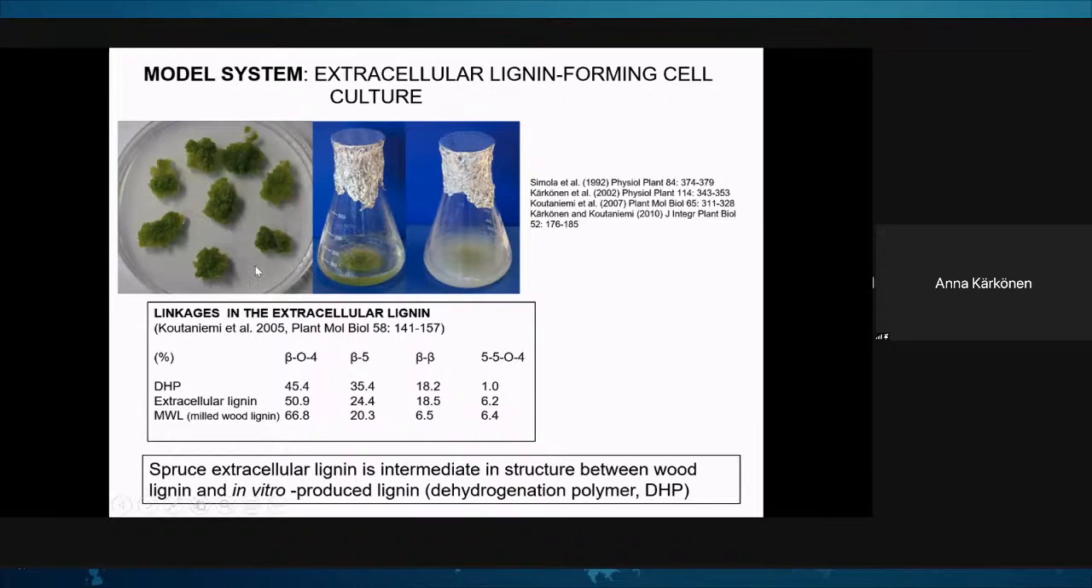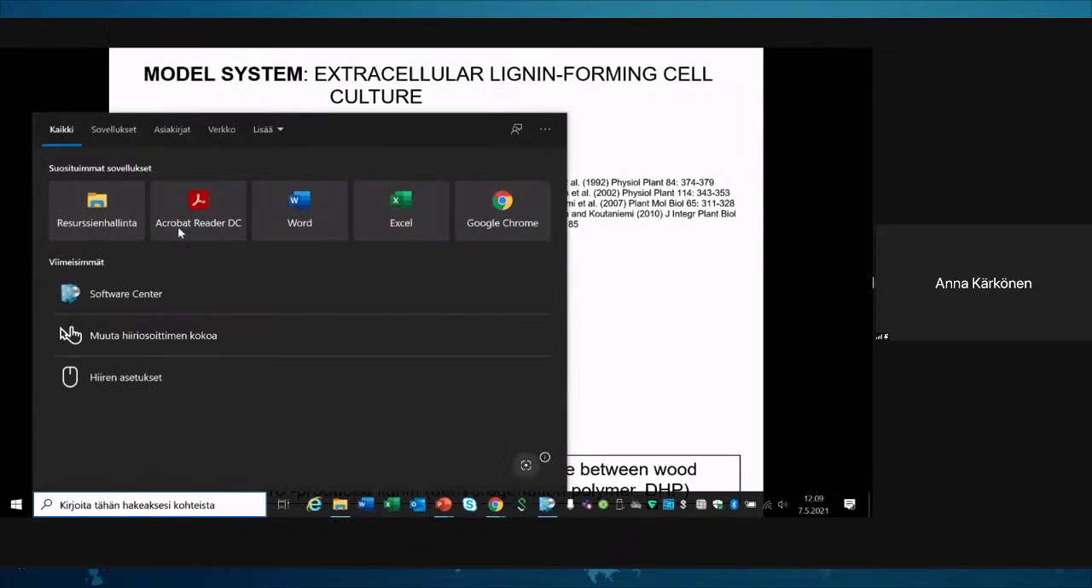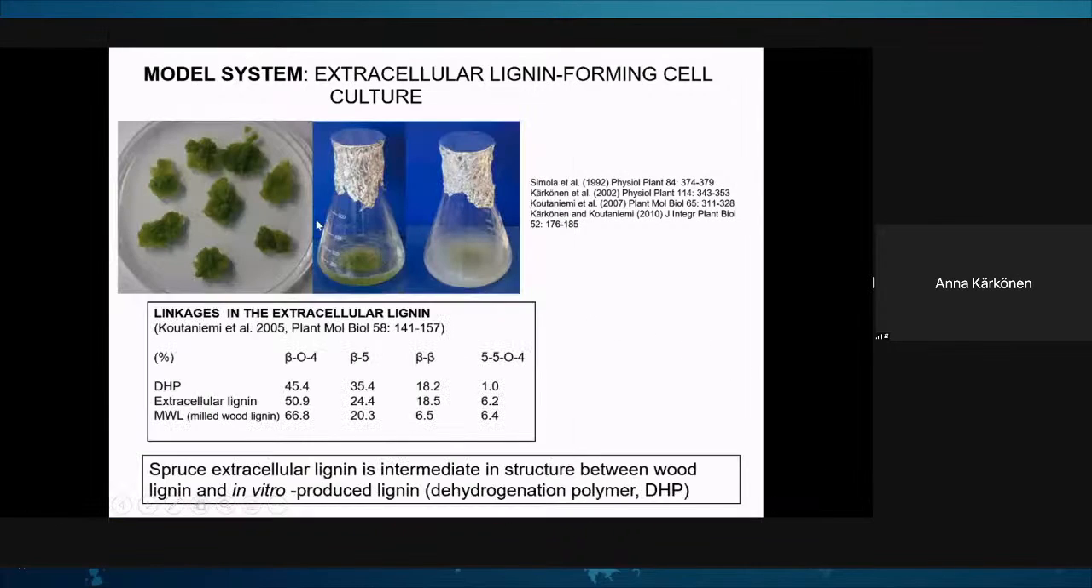This callus culture was initiated from the seed embryo of Norway spruce. And in nutrient medium, the cells started proliferation and formed a callus. So it's kind of non-differentiated cells. About 3% of the cells differentiate to tracheids, having secondary cell wall. Most of the cells have non-lignified primary cell wall.